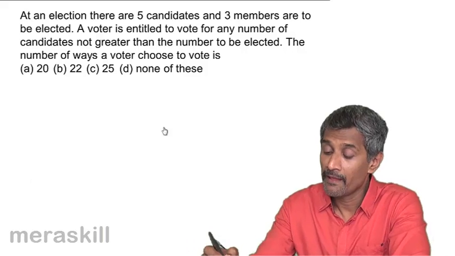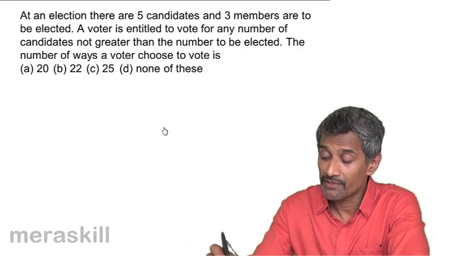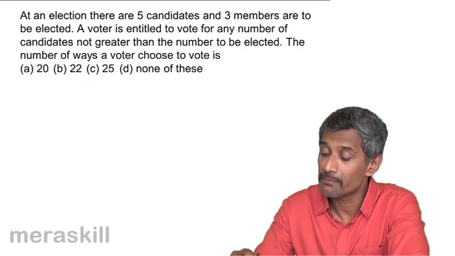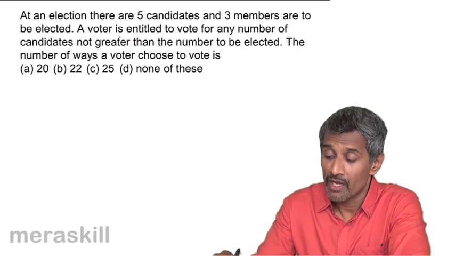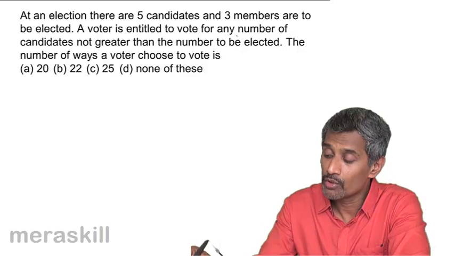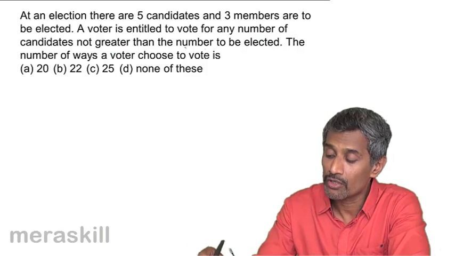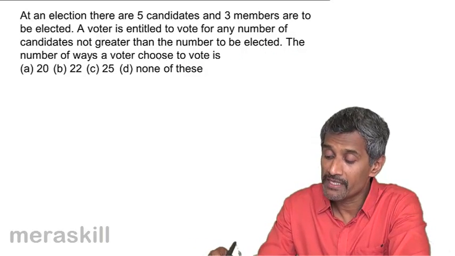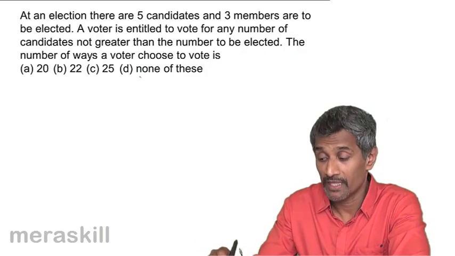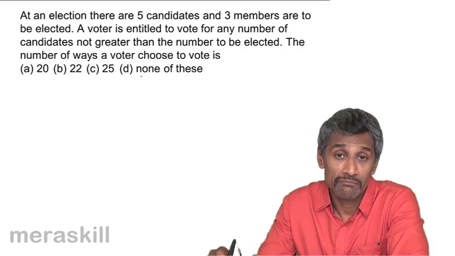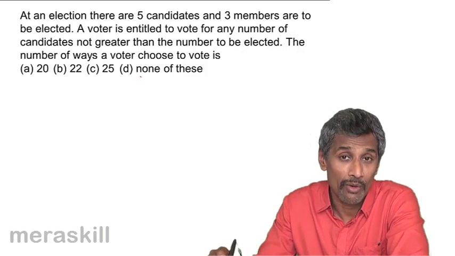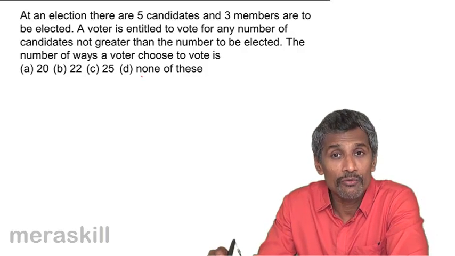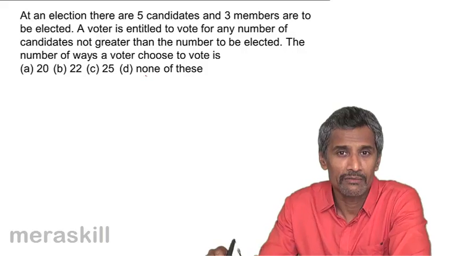Okay. Now here, what do we have here? At an election, there are 5 candidates and 3 members are to be elected. A voter is entitled to vote for any number of candidates not greater than the number to be elected. The number of ways a voter can choose to vote. That means each voter can choose to vote only for 1, or he may choose to vote for 2, or he may choose to vote for 3 members, all the 3.